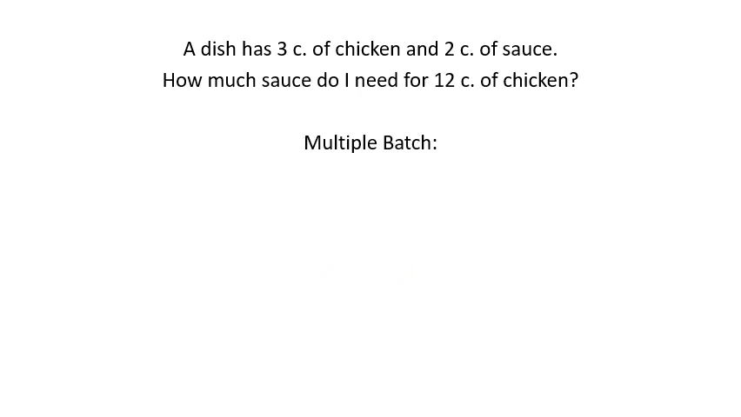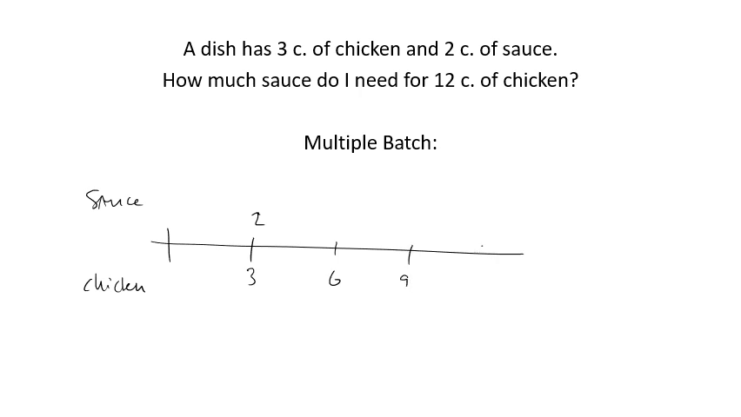So this next method is called the multiple batch method, and it's not really an awful lot different than what we've seen in terms of the multiplication, but the book draws it in a slightly different way. So we've got our chicken and we've got our sauce. So we're doing it as a double number line here. So we know we've got 3 to 2, and then we can do this either additively like this, and so 4, 6, 8. We could do this multiplicatively, multiplying by 4.